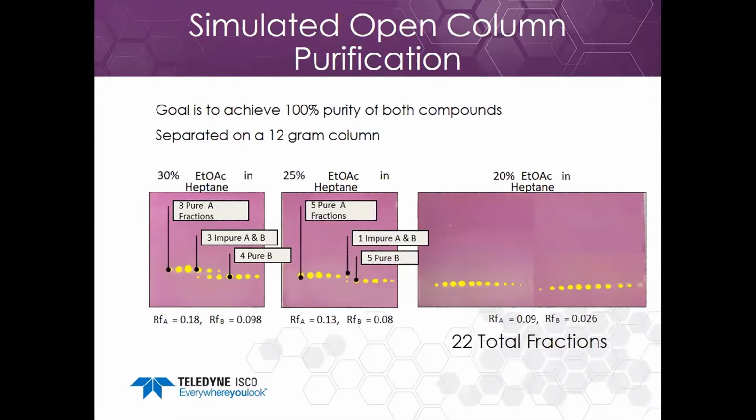As we lower the polarity of the system, we're decreasing the Rf, and now we get 5 pure A fractions, 1 mixed fraction, and 5 pure B fractions. And if we go 5% lower to 20% ethyl acetate in heptane, you can see we get 11 pure A fractions and 11 pure B fractions. So these compounds are eluting more slowly, and you're getting actual separation. There are no mixed fractions now, and the Rf difference at 20% ethyl acetate is about 0.07.